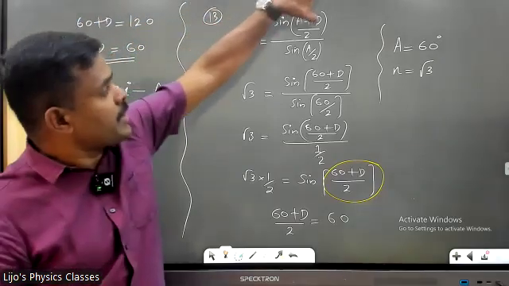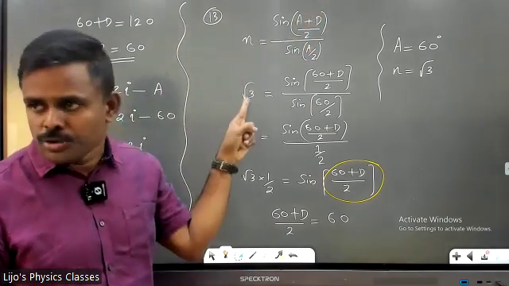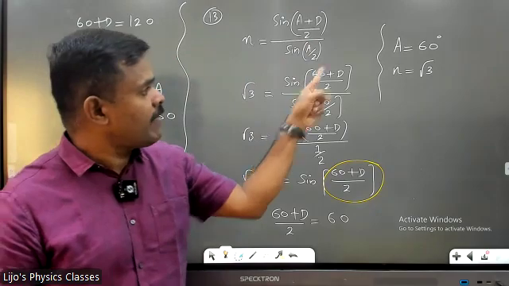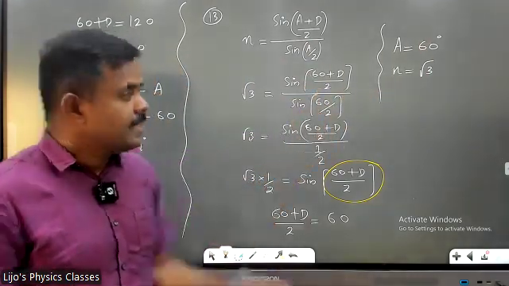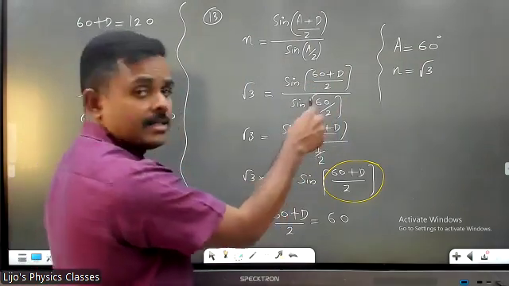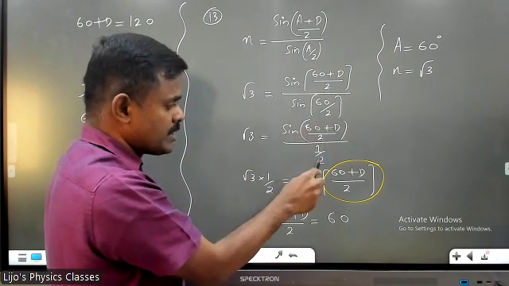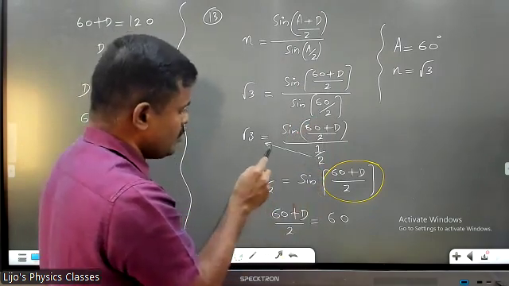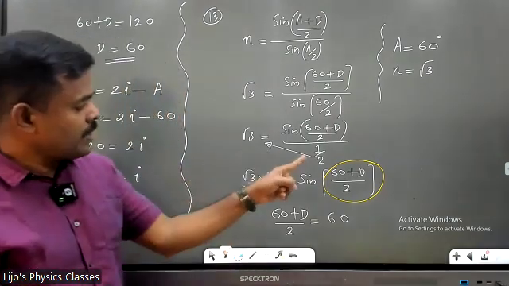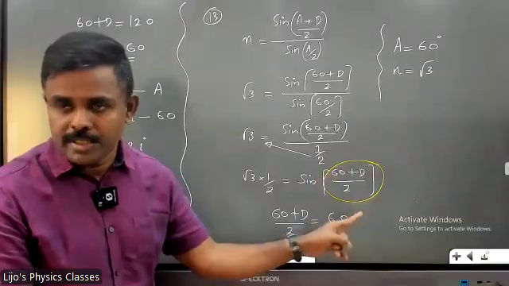n is equal to sine of (A plus D) by 2 by sine A by 2. So n value is given, root 3. It's equal to sine of (60 plus D) by 2 by sine 60 by 2. Sine 60 by 2 is what? Sine 30, which is 1 by 2. So I'm cross multiplying now. What do I get? Root 3 into 1 by 2 is equal to sine of (60 plus D) by 2.